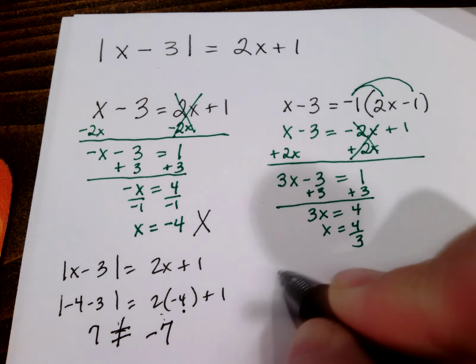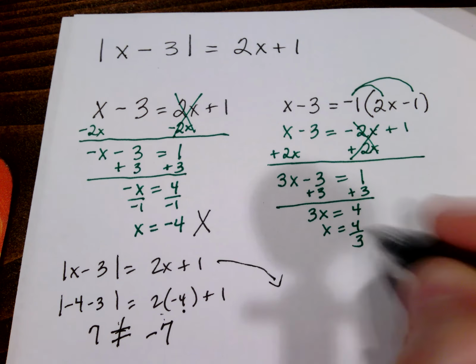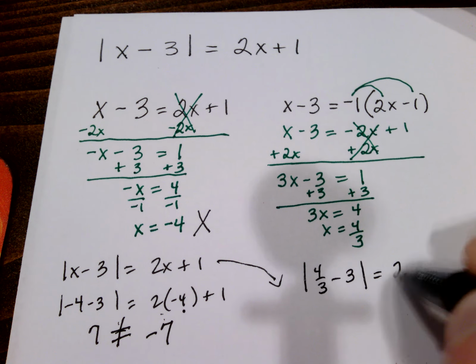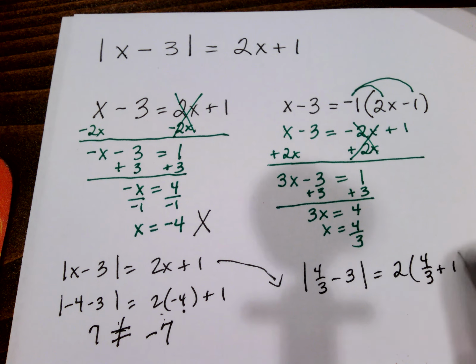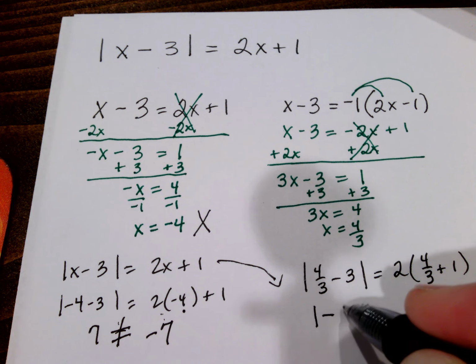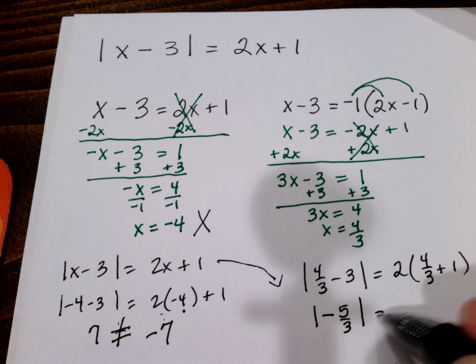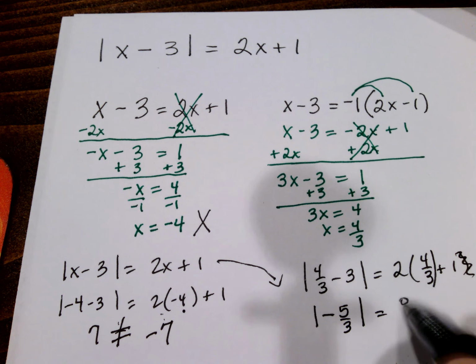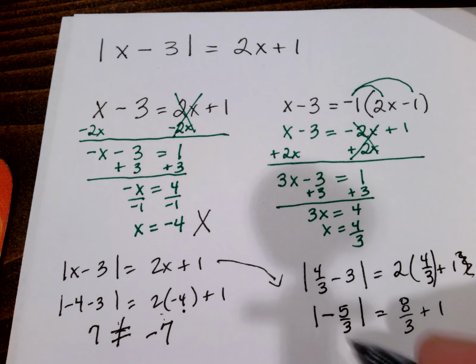Let's check the other one here. Well, we'll substitute in positive 4/3 here. 4/3 minus 3 equals 2 times 4/3 plus 1. 4/3 minus 3 is going to give us -1 2/3 or -5/3. Feel free to put that in your calculator. 2 times 4/3 will give me 8/3 plus 1. And the absolute value of -5/3 is 5/3. And over here, I get 11/3.